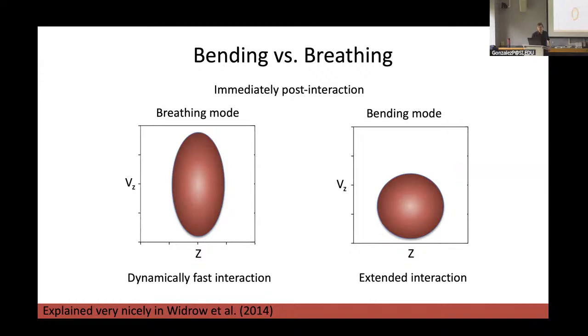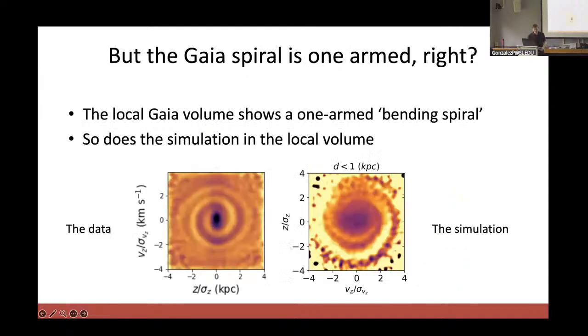So when you have your interaction, the bending mode, everything gets pulled away. The breathing mode, everything gets stretched or compressed, depending on how you want to think about it. And then they wind up in different ways, right? You have an m=1 offset that winds into a one-armed spiral. You have an m=2 pattern, which winds into a two-armed spiral. But the Gaia spiral is one-armed, right?